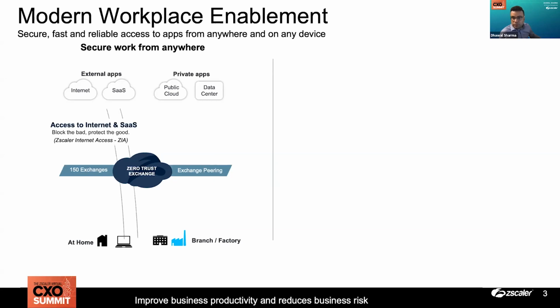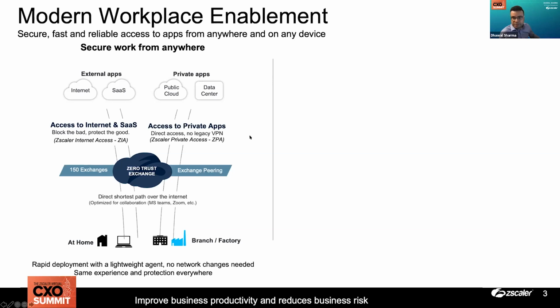Another key tenet of modern workplace enablement is greater user experience. If you provide great security at the expense of user experience, as we heard from our panelists, your end users are going to be unhappy. So this is why we built a massive cloud footprint to not only provide secure access to applications, but also the fastest access to these applications that your employees are using for day-to-day business.